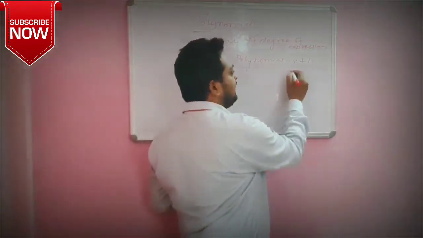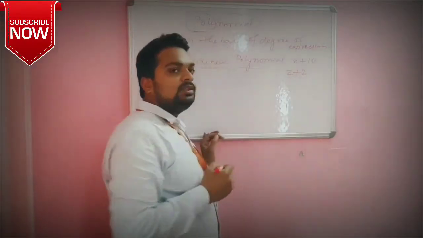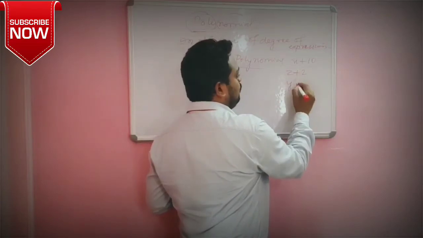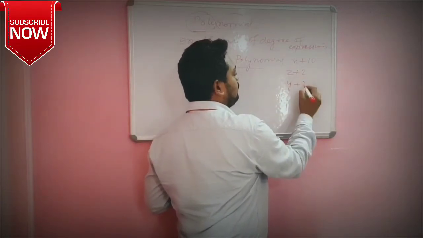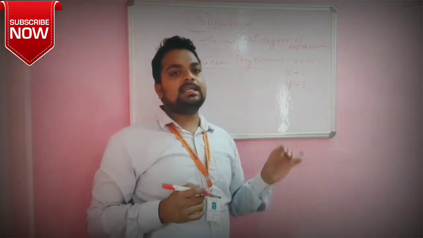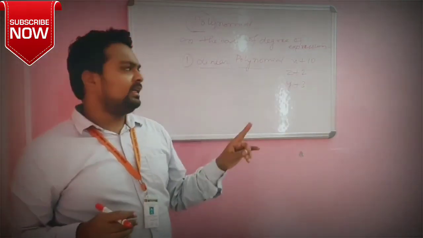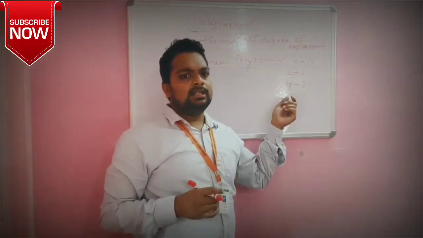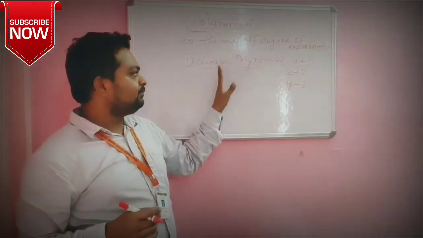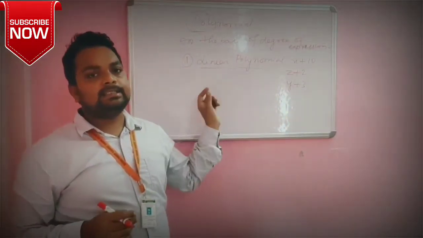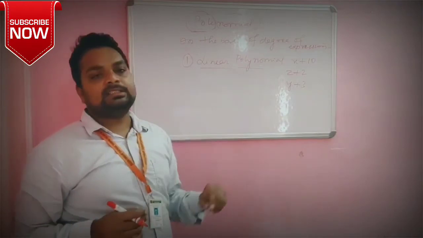If we write z plus 2, it is also a linear polynomial. If we write y plus 3, it is also a linear polynomial. All the polynomials that have a degree of 1, and it may have a single term, double term, or it may have 3 terms also. It doesn't matter. If the degree of the variable is 1, then it can be referred to as a linear polynomial.